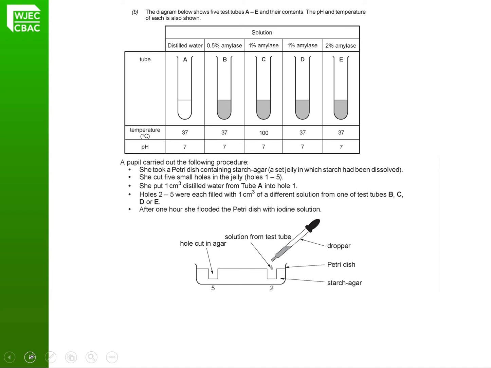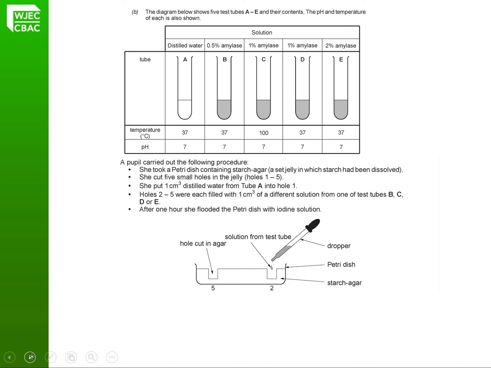So we've got 5 test tubes, one with water, one with 0.5% amylase, one with 1% amylase, one with 1% amylase, and one with 2% amylase, but they're in different conditions. So most of them are at 37 degrees, apart from tube C, which was at 100, and all of them are at pH 7. So a pupil carried out the following procedure.